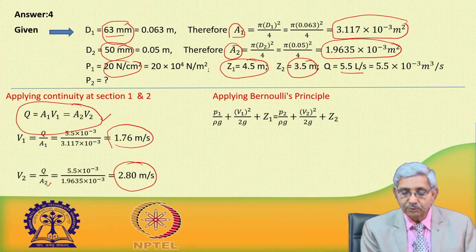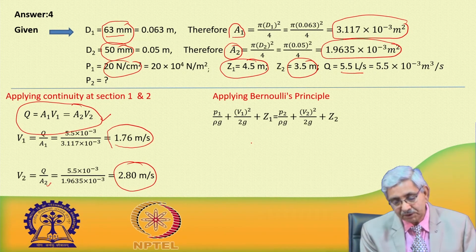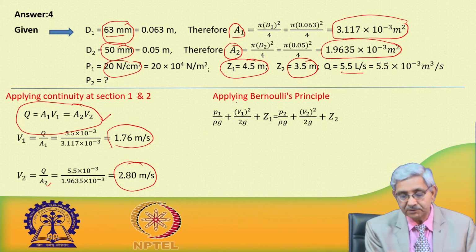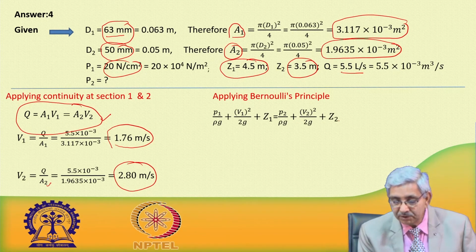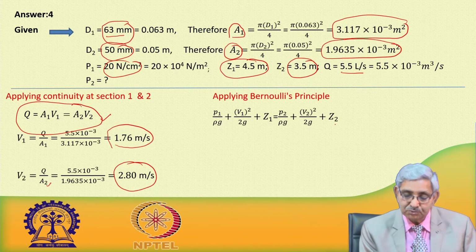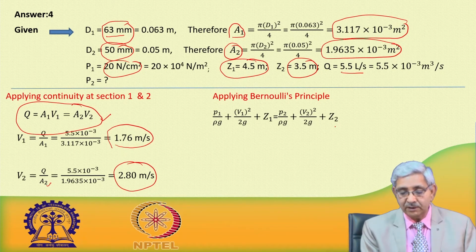Now, we are using the Bernoulli equation: pressure head plus velocity head plus elevation head equals a constant. When we take two sections, the velocity head, pressure head and elevation head at section 1 equal the pressure head plus velocity head plus elevation head at section 2. These two, at the two sections, are equal.